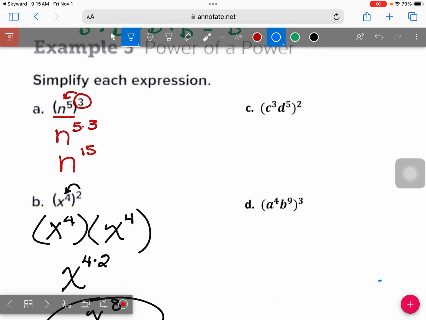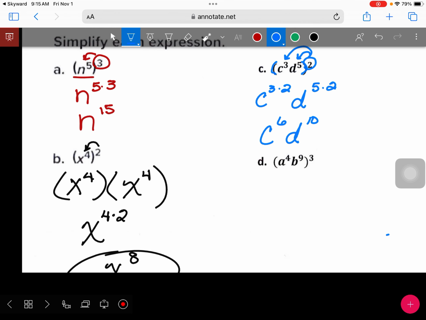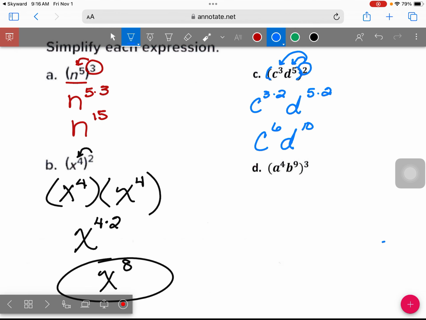Okay, so this 2 is being distributed almost with every exponent on the inside. So that means it is c to the 3 times 2 and d to the 5 times 2. So simplifying is c to the 6th, d to the 10th. How many had that for an answer? Okay, all right. And again, we don't want to write this all out, so that's why we just multiply.